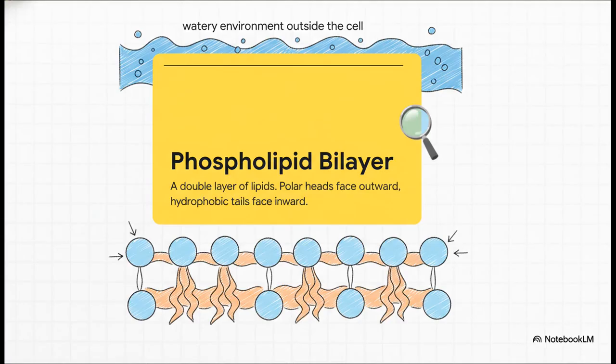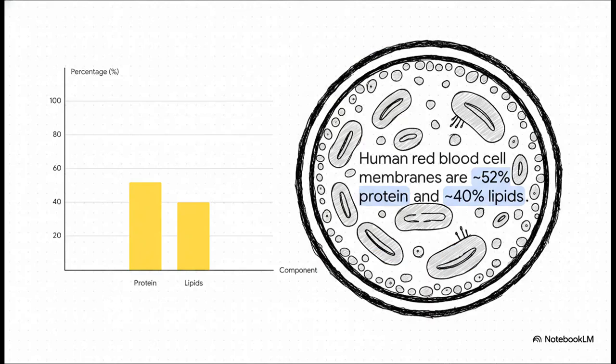So how does this amazing barrier even form in the first place? It's all because of this double layer of molecules called phospholipids. It's such an elegant design. Each one has a water-loving head that faces the watery environment outside and inside the cell, and then it has two water-fearing tails that hide away from the water tucked in the middle. This clever arrangement just naturally creates this stable and really effective barrier. And to put some actual numbers on this, the ratio of proteins to lipids can really vary.